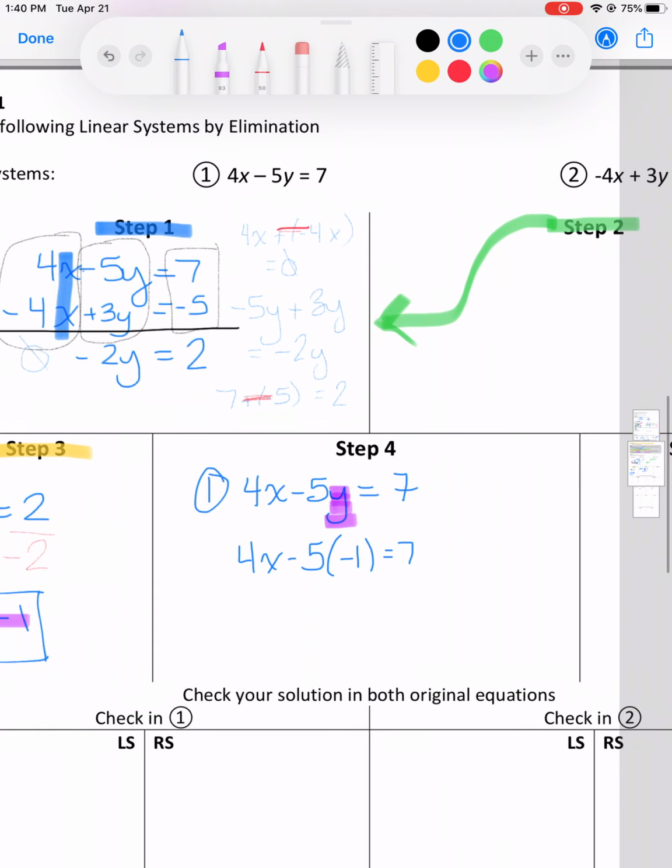Okay, so in this case, we're going to be solving for x. So let's start solving. What's negative 5 times negative 1? Remember, we have to do this first because of BEDMAS. Negative 5 times negative 1 is positive 5. So 4x plus 5 is equal to 7.